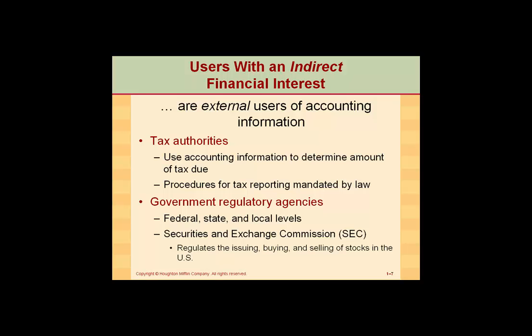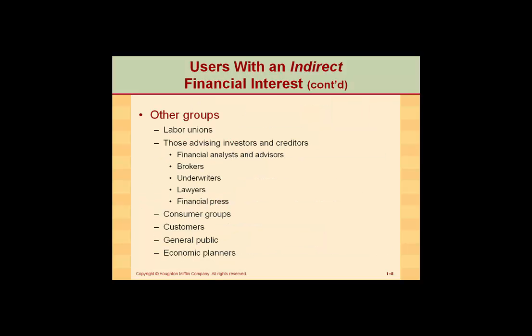Now, there is also another class that we call users with an indirect financial interest. They are external users of accounting information. The two primary examples are tax authorities and government regulatory agencies. There are other groups as well.